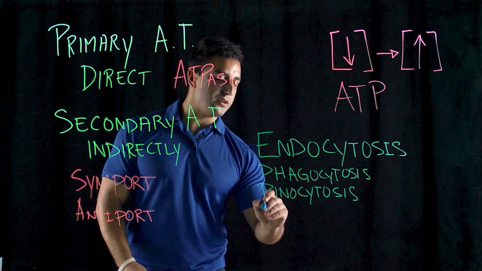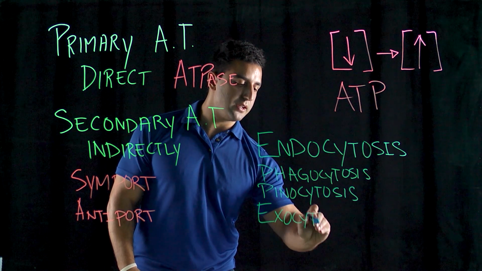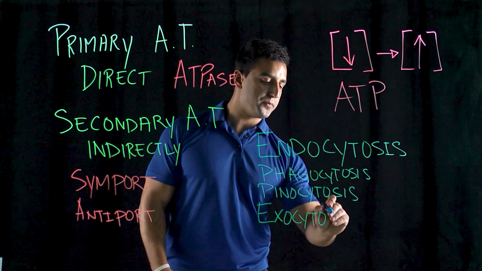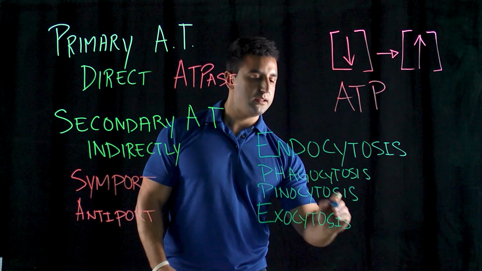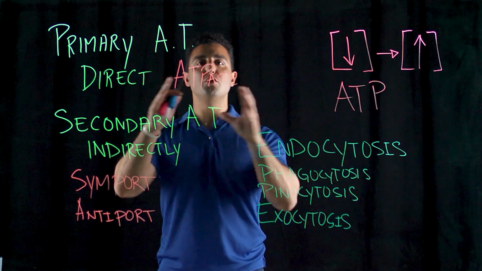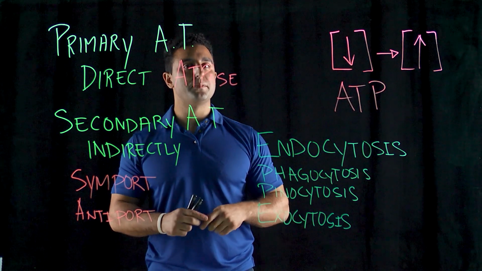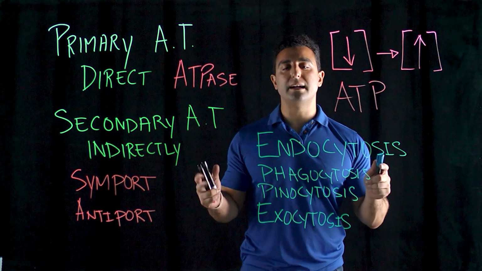What about leaving the cell? What do you think that's called? Exocytosis. Again, this is a form of what we call bulk flow. This is an example of bulk flow, meaning there is a complete movement back and forth against the specific gradient presented here. So these are the different types of active transport.